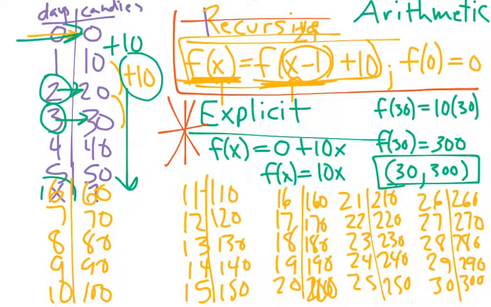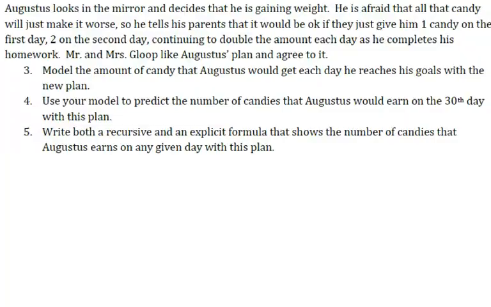But it still is helpful to understand how to write the recursive, because that basically is just how we're making the table. Alright, let's jump to the next one. So Augustus looks in the mirror and decides that he is gaining weight. He's afraid that all the candy will just make it worse, so he tells his parents that it would be okay if they just gave him 1 candy on the first day, 2 on the second day, continuing to double the amount each day as he completes his homework.